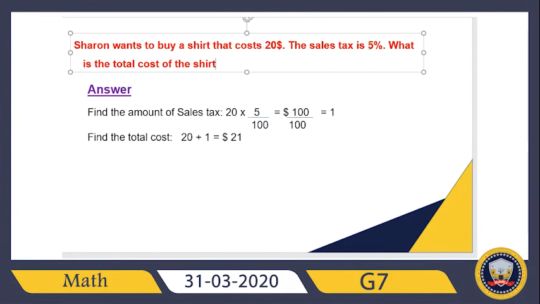So the sales tax is 5%: 5 out of 100, 5 over 100, from the $20. It's like saying 20 over 1 times 5 over 100. 5% means 5 over 100, and the 20 is the price of the t-shirt, so I write 20 over 1. You remember when I multiply fractions, ups together and downs together. So 20 times 5 is 100, 1 times 100 is 100. Then 100 divided by 100 is 1.